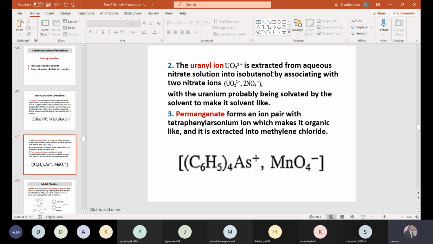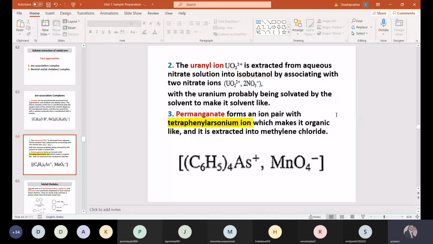And the third example, you have heard the name KMnO4. KMnO4 is soluble in water, but it is not soluble in organic phases, water immiscible phases. But in this, one needs to add a complexing agent or a species to form an ion pair, and this species is the tetraphenyl arsonium ion. This is a very bulky organic species.